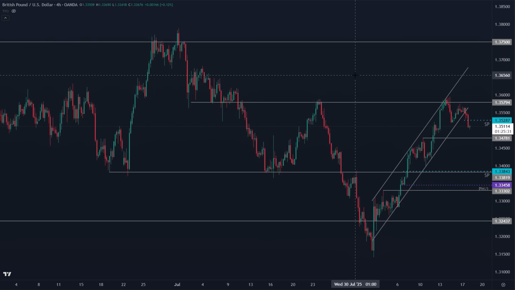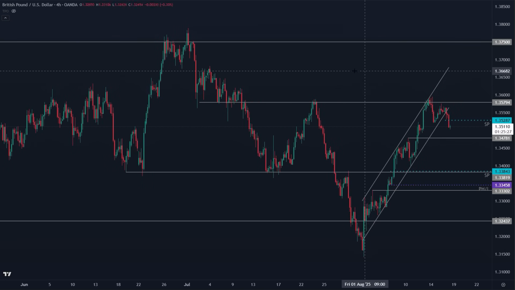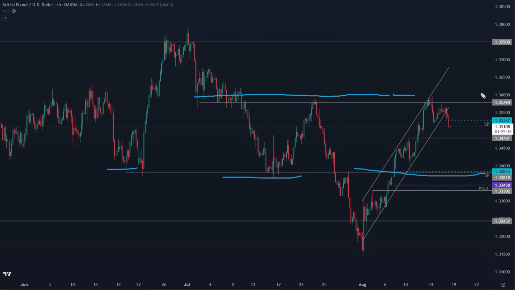Also, if we zoom out, what you'll notice is that this is really just a range-bound market. Markets tend to range, they say 80% of the time. I would say it's even closer to 85 or even 90% of the time. And you can see that that's certainly the case here with these highs back here and these lows. So this is really just a range for the pound, despite the fact that it has been trending higher in August.